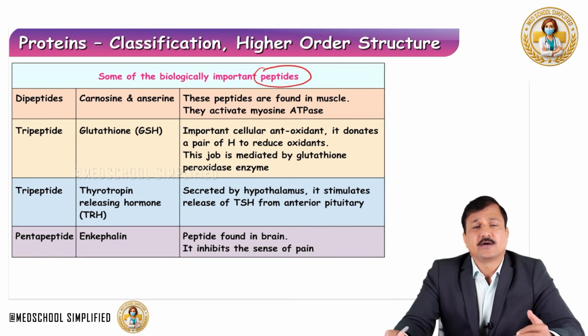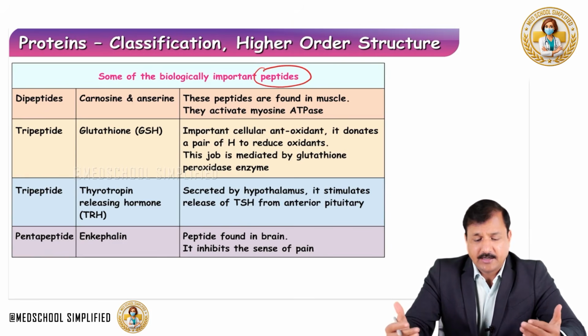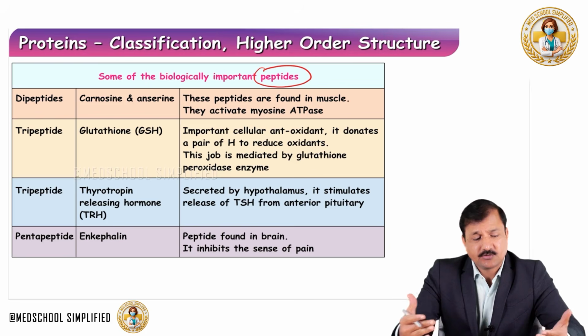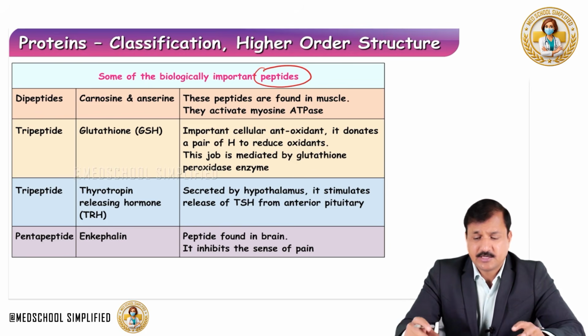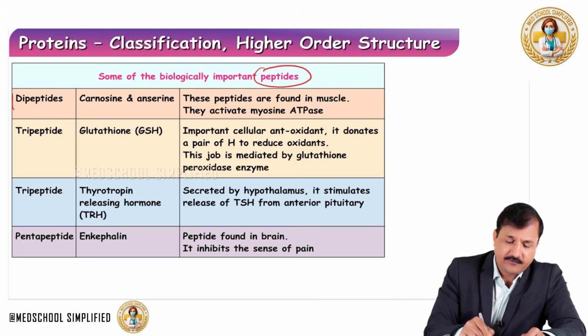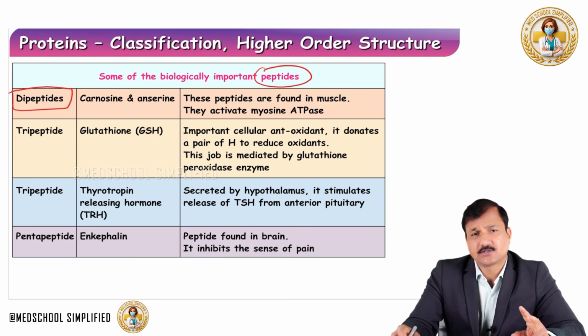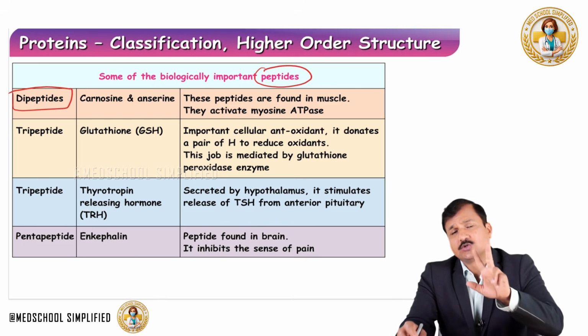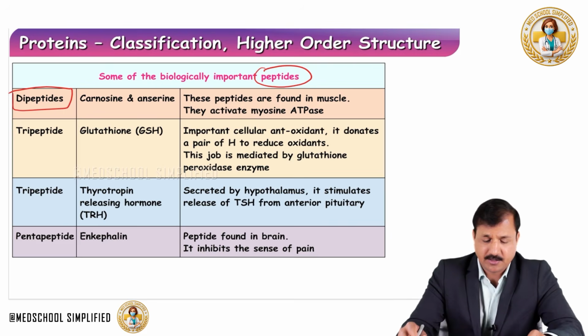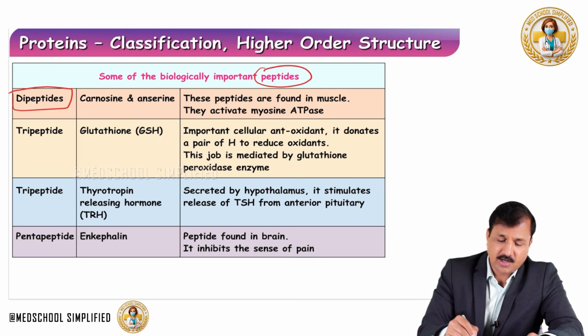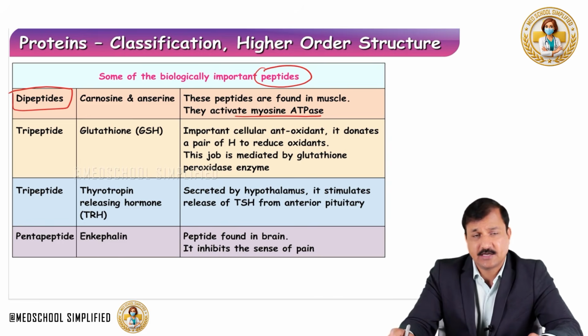Since we are on peptide bonds and primary structure, one amino acid joined with another amino acid makes a dipeptide, so two amino acids together. Although it is kind of a misnomer, since di means two, a dipeptide contains two amino acids but one peptide bond. Remember that. For example, we have carnosine and anserine. These are peptides found in muscle and they activate the myosin ATPase enzyme.